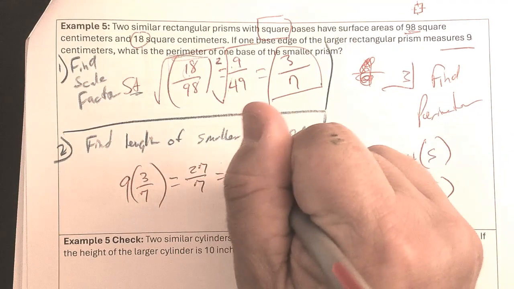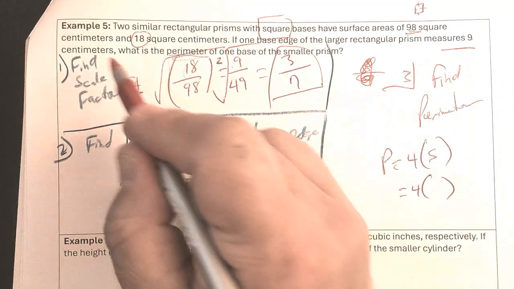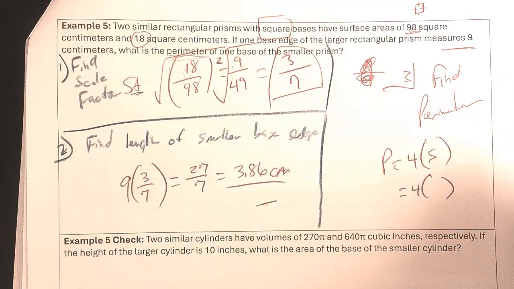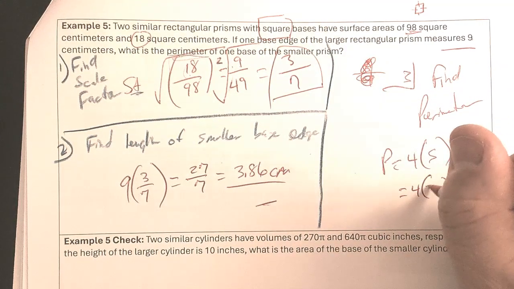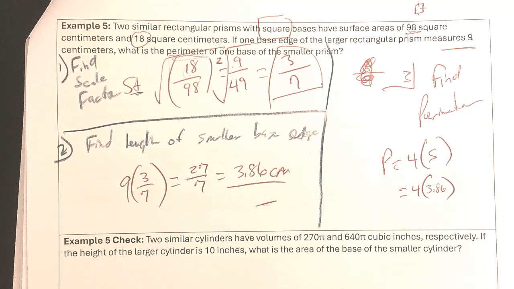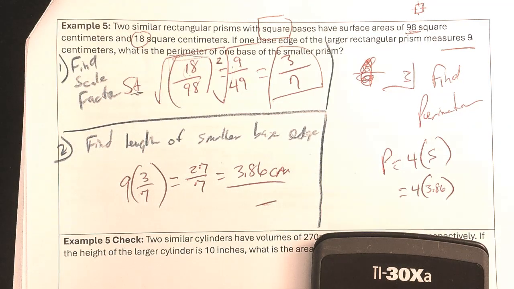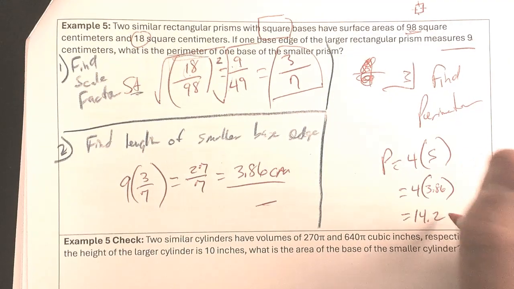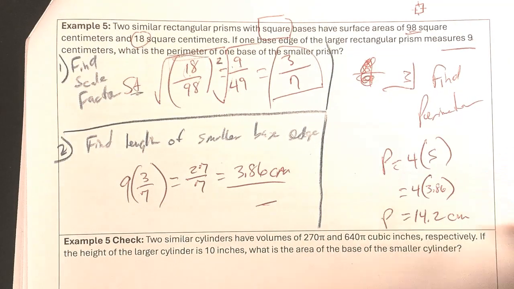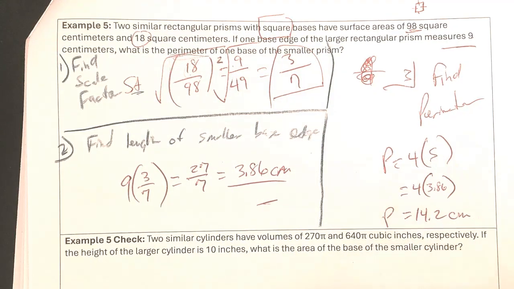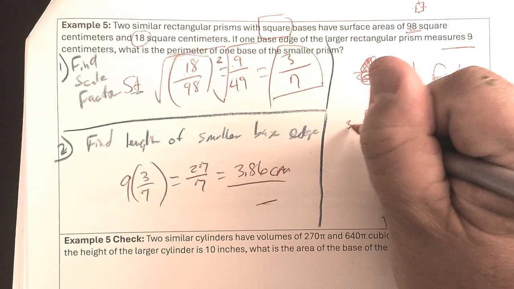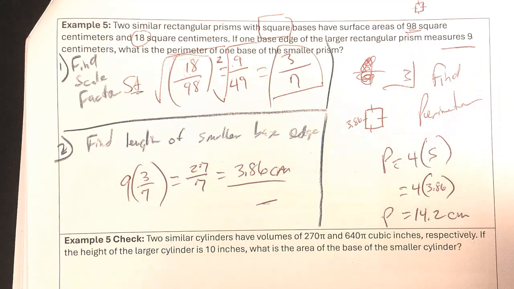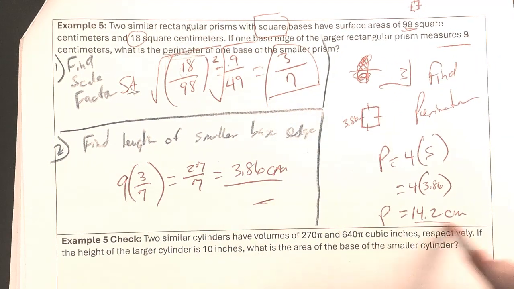So the side length, and these are centimeters. The perimeter is 4 times 3.86, which is 14.2. They didn't say to round, so we'll round down. 14.2 centimeters is what the perimeter is, because the perimeter's all 4 sides. Remember, these were all 3.86, and each one of them's the same. So that's why we multiplied it by 4. That's how we got that.